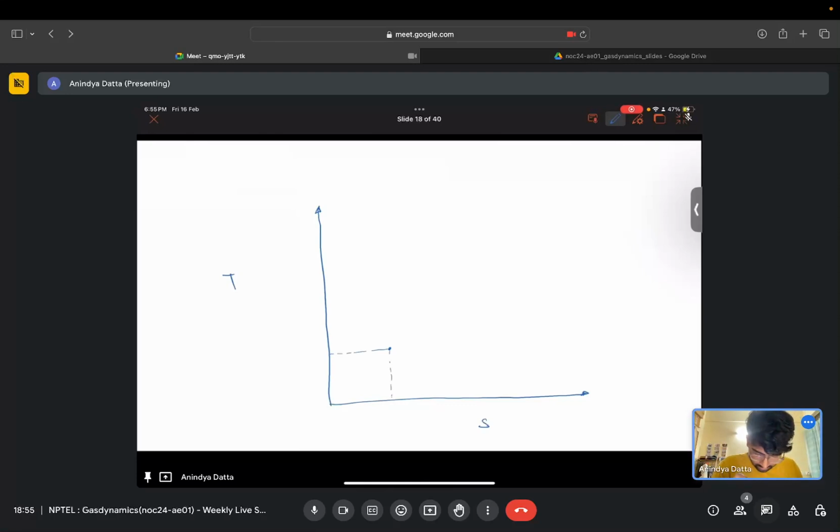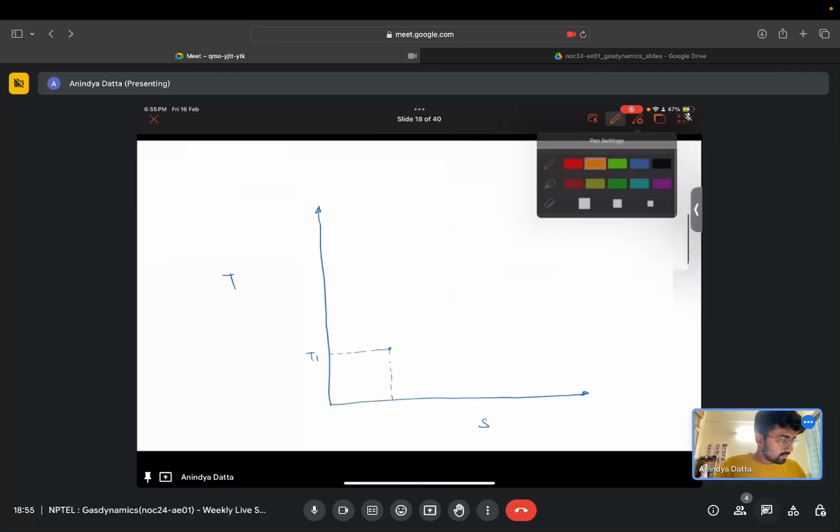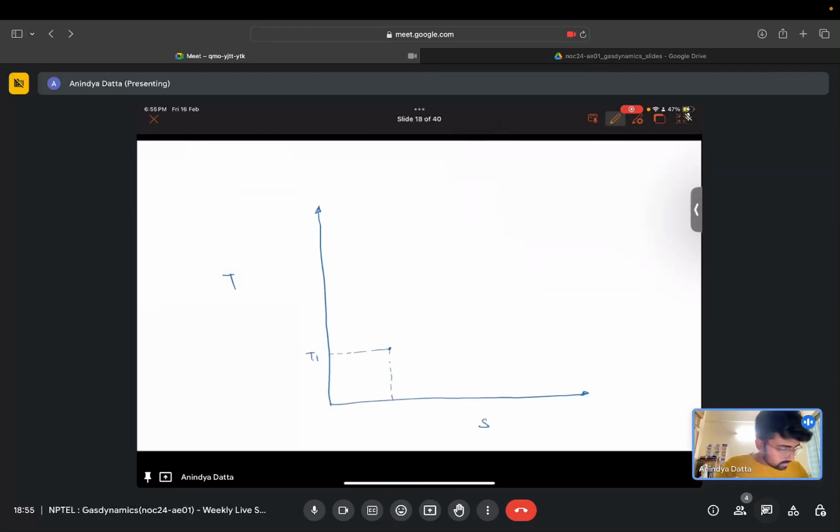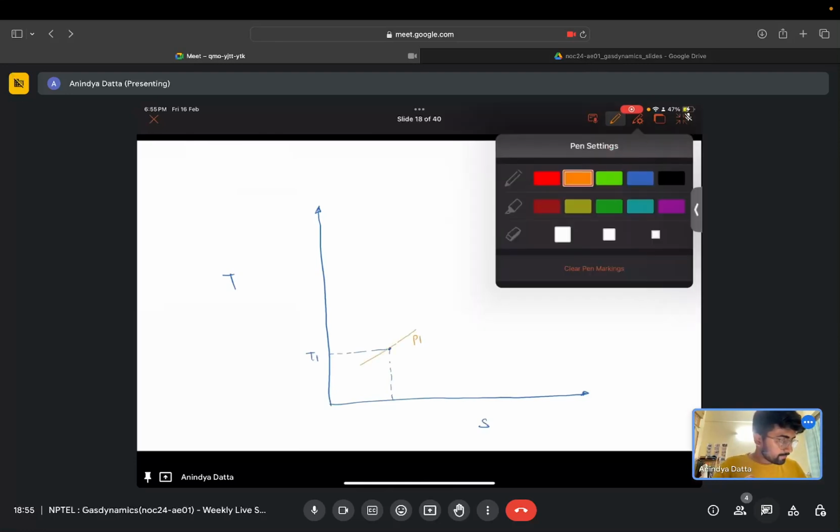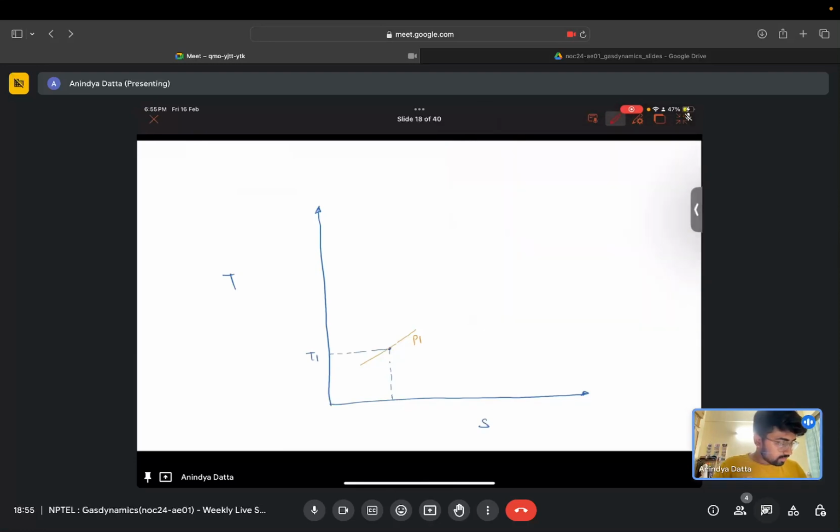Okay, so this is our T1, and we have the pressure isocontour going through this, which is at P1. Okay, so corresponding to this we can draw the stagnation state here. So this is the state point 1. So this is state 01, the corresponding stagnation state, right?